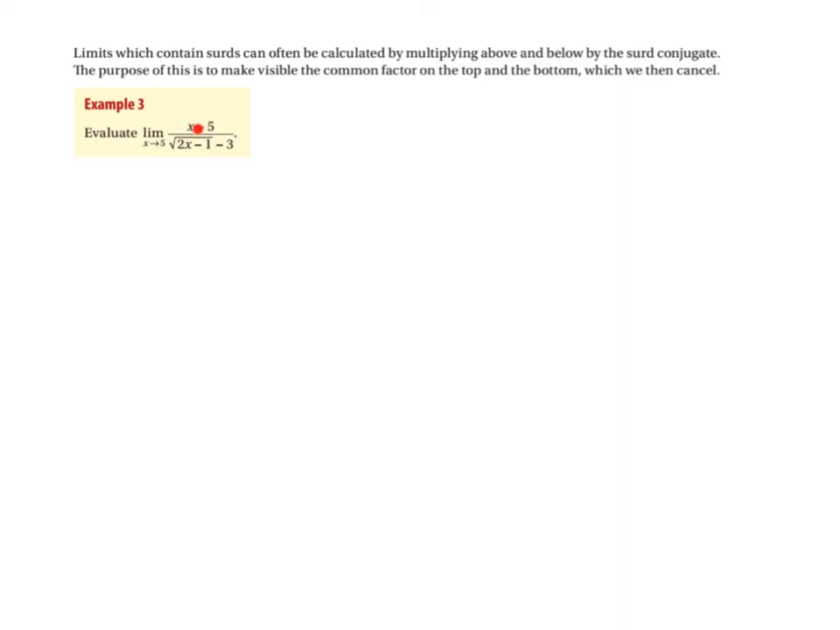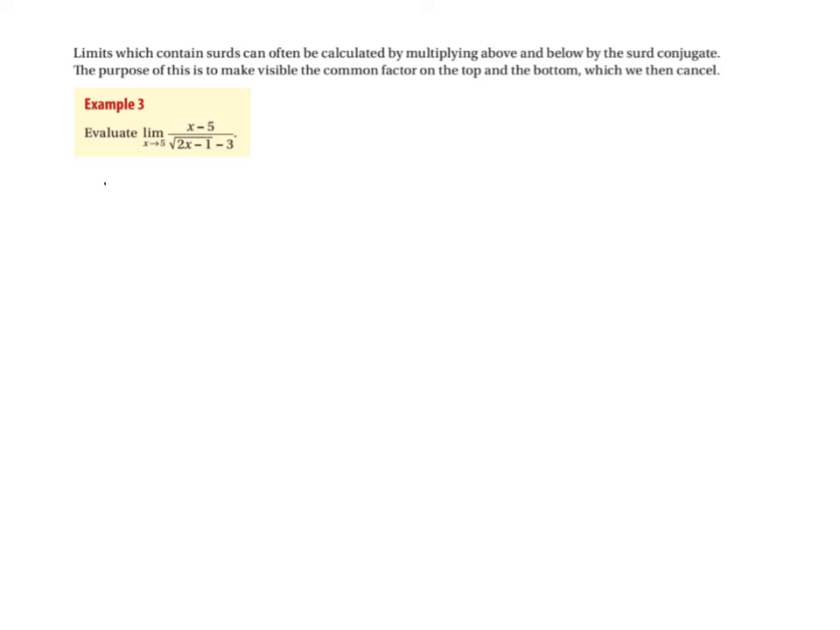So we can see 5 minus 5 is going to get 0 on the top. Okay, 2 times 5 is 10. 10 minus 1 is 9. The root of 9 is 3. 3 minus 3 is equal to 0. So we're going to end up with 0 over 0, which is obviously indeterminate. So let's have a look. We're going to start to try and sort this out.